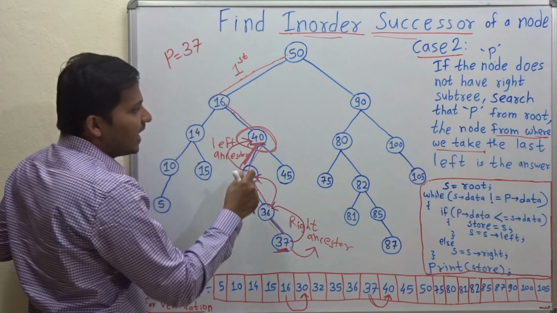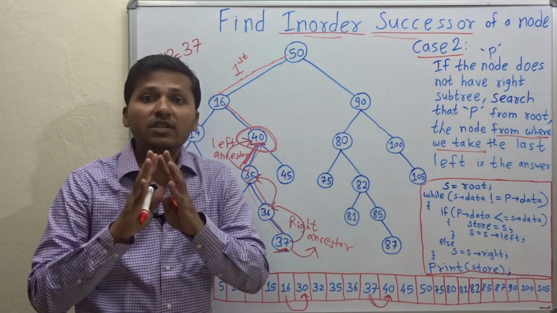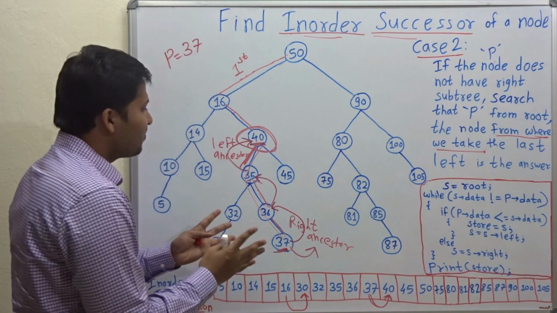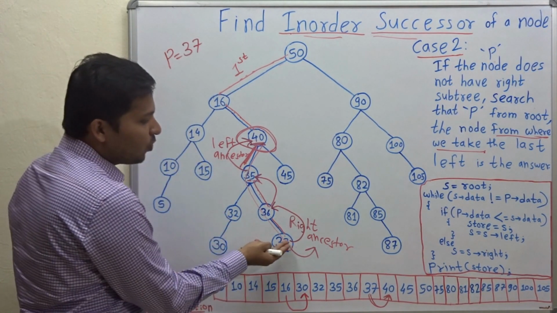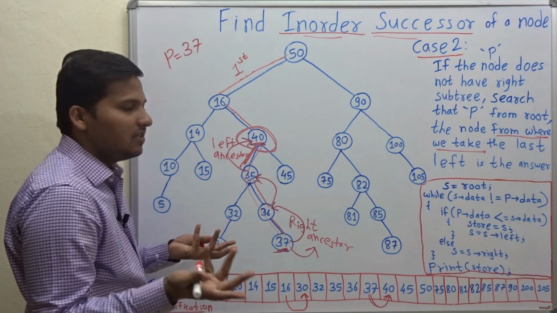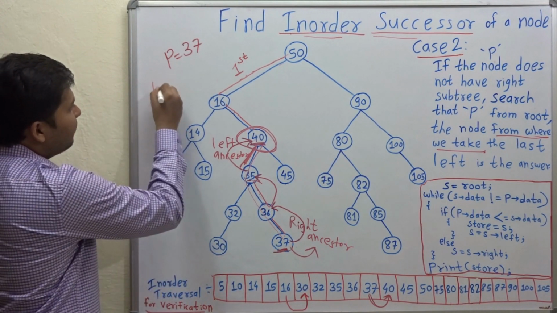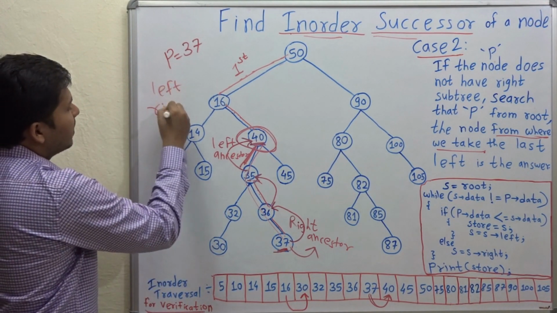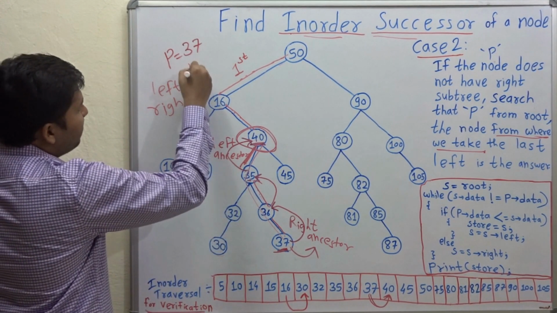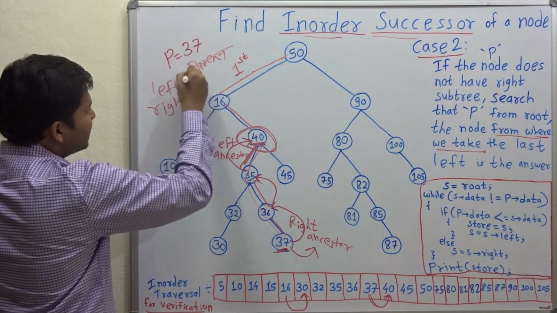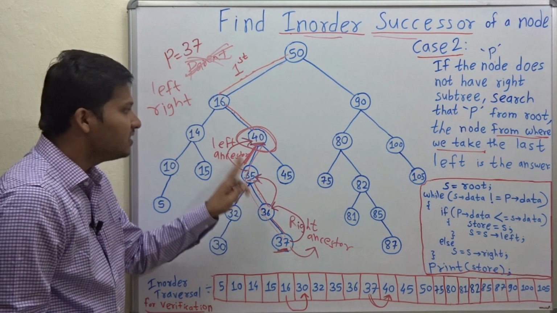So we conclude that 40 is the in-order successor. But this is a big problem. Why is this a problem? Because we don't have any link to go to the parent of a node. The structure of the node in a binary search tree has a left pointer and a right pointer. There is not a parent pointer. How will we go in reverse? This is the problem. We cannot go in reverse.